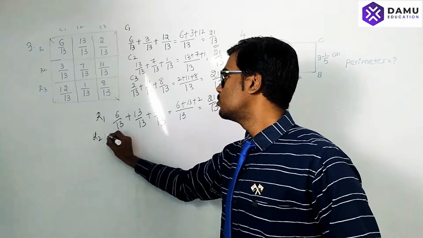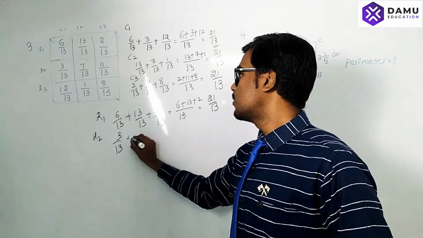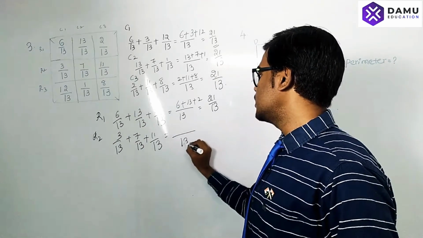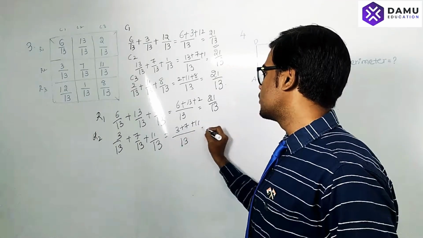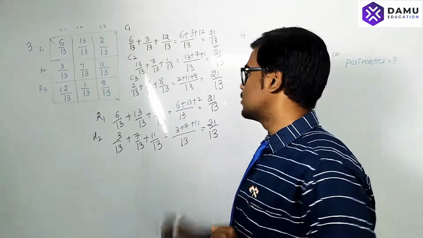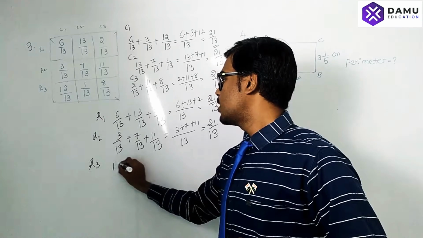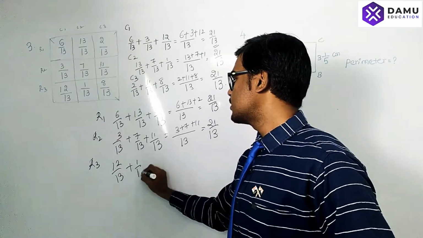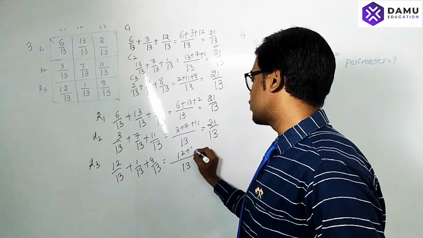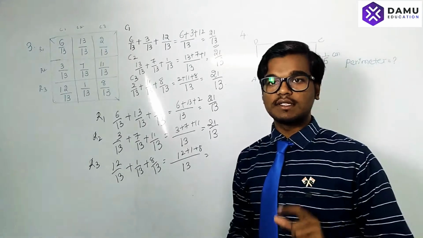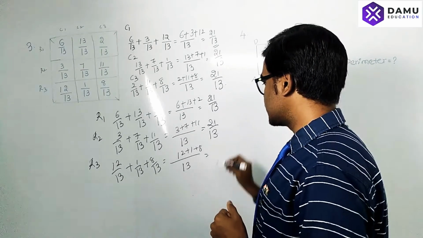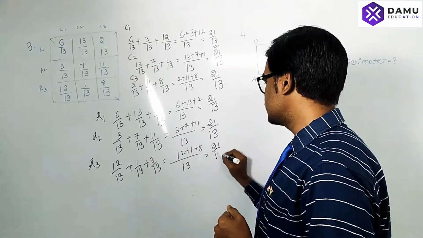Then R2: 3 by 13 plus 7 by 13 plus 11 by 13. So 13 below, 3 plus 7 plus 11. 3 plus 7 will be 10, 10 plus 11 will be 21 by 13. Then R3: 12 by 13 plus 1 by 13 plus 8 by 13. 12 plus 1 plus 8: 12 plus 1 will be 13, 13 plus 8 will be 21 by 13.